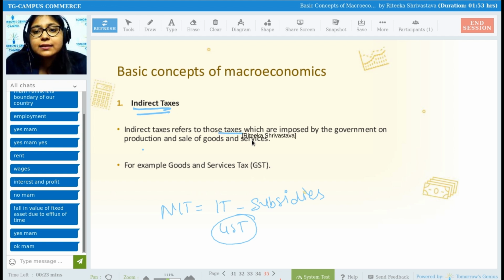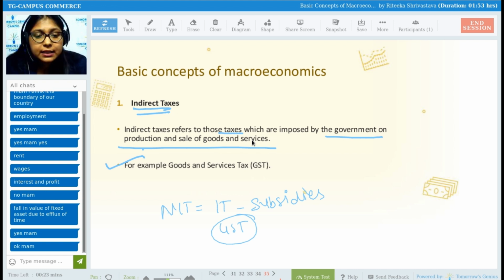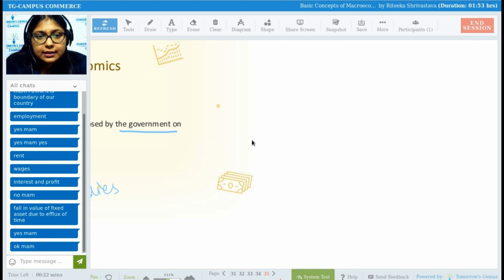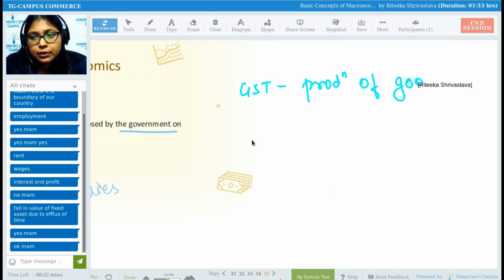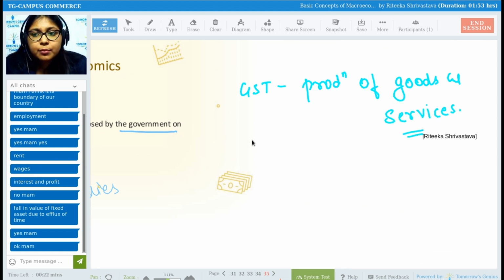Indirect tax refers to those taxes which are imposed by the government on production and sale of goods and services. For example, GST. GST is basically on the production of goods and services. See, if you all might have visited a restaurant or a movie theater, you get an invoice, a bill. Once you do the payment, you get a bill of it.